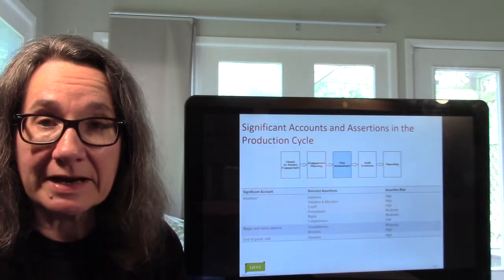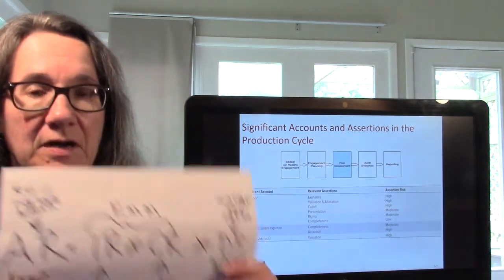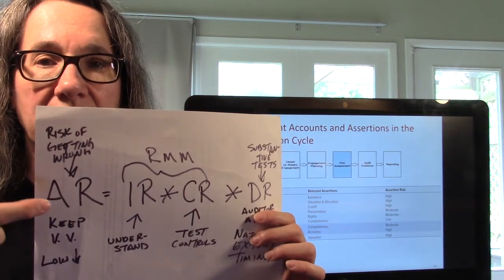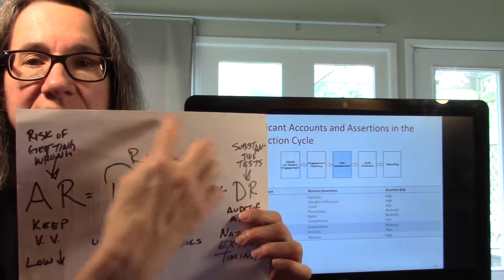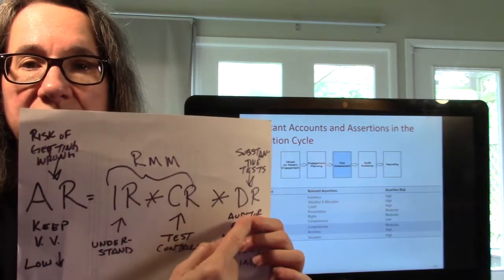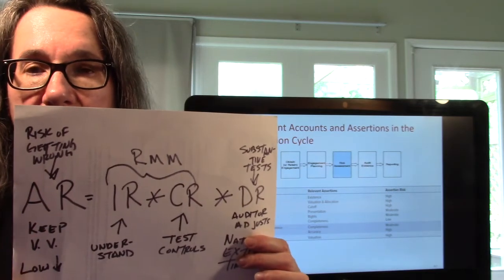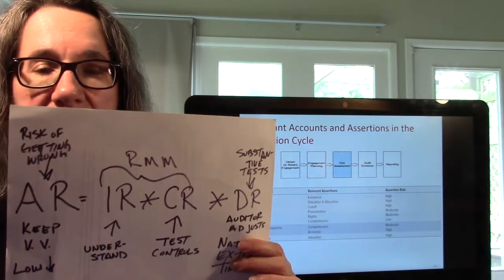Now we're going to talk about inherent risks, right? Because as auditors, we're trying to keep audit risks very, very low. So we need to understand the risk of material misstatement so we can adjust our substantive procedures to make sure we're keeping the risk low, because we can't adjust inherent risk or control risk.